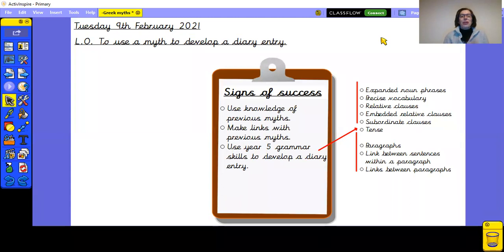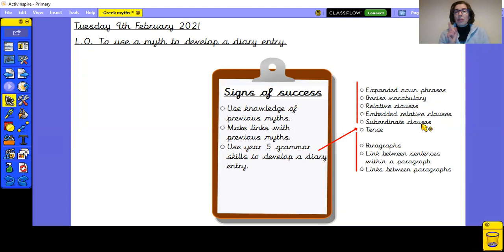Amazing, Year 5. So as I've said before, I know that you are skilled enough to write a diary entry, but to challenge some of you, I've added here on the side some key skills for Year 5. So today you can say, okay, I'm going to try to have 4 or 5 of these skills in my writing, or maybe I'm just going to focus on one and try to have it. So these skills are expanded noun phrases. You know, it's when we've got different adjectives and then we've got the noun. Precise vocabulary, relative clauses, embedded relative clauses, subordinate clauses.